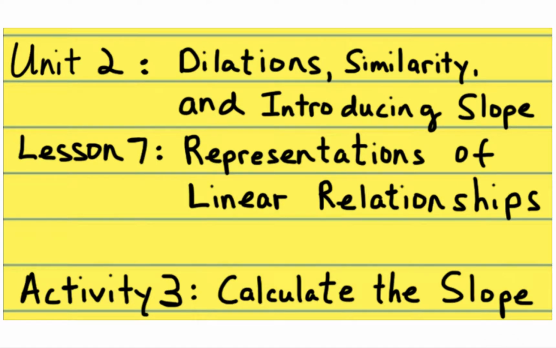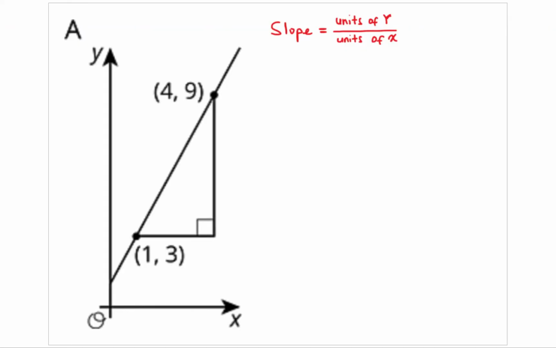Okay, this is activity 3 from lesson 7. So activity 3 is calculate the slope. And as we go through this activity, we're going to move from the language that we have been using. So I've been referring to the slope triangle, and I've been talking about units of y along the vertical direction and units of x in the horizontal direction. And the comparison of those two values is the slope.